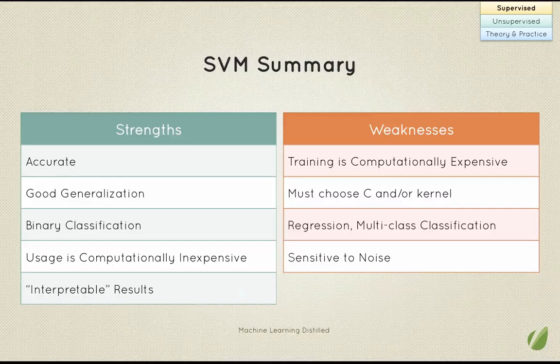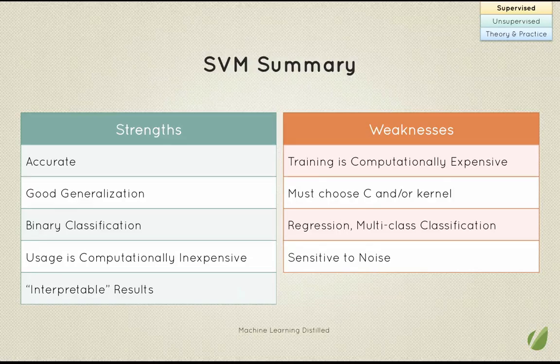Let's sum up SVMs and look at their strengths and weaknesses as well. The support vector machine is accurate. It has very good generalization properties, especially for the binary classification task. You can see this is what they were designed for. That separating hyperplane naturally lends itself to separating into 2 classes. Once we have our model created, using an SVM is quite cheap computationally, and it provides some interpretable results because we have those support vectors which really encapsulate the model and say, these are the instances that matter the most.